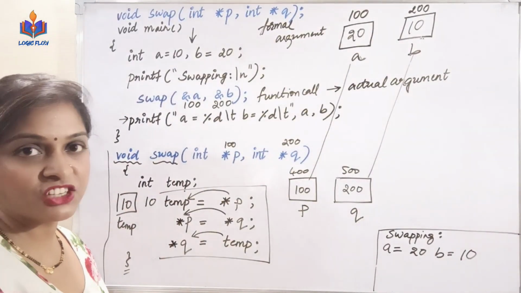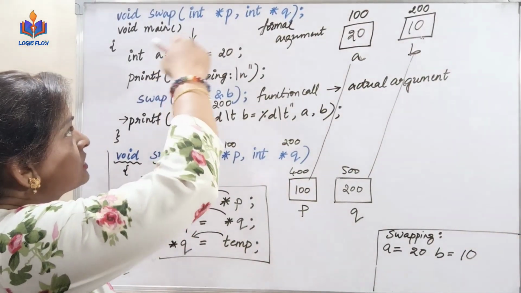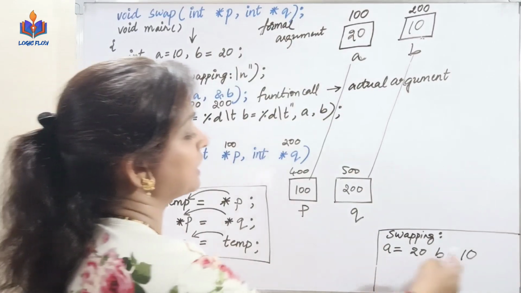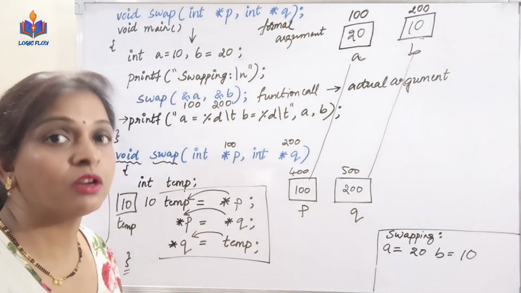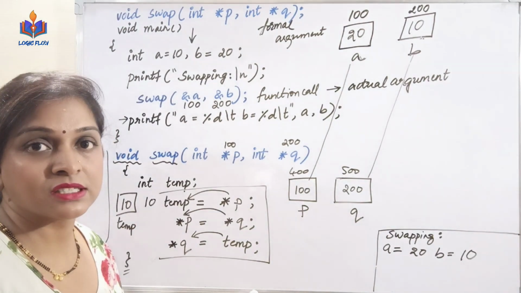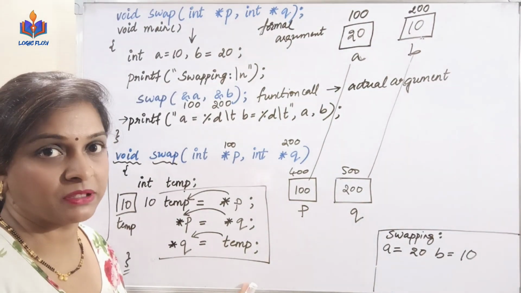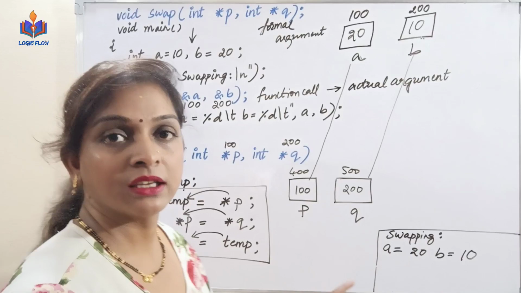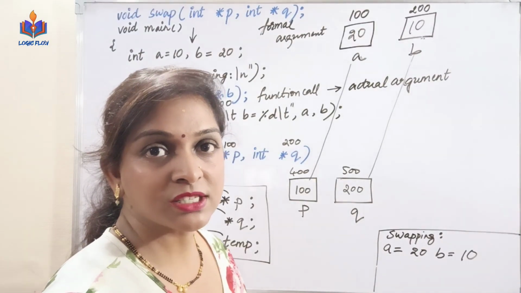Got the interchanged value? See, initially A was 10 and B was 20. Now A is 20 and B is 10. This is call by reference. Hope you have understood this call by reference method. So now let us see the actual execution of this program.